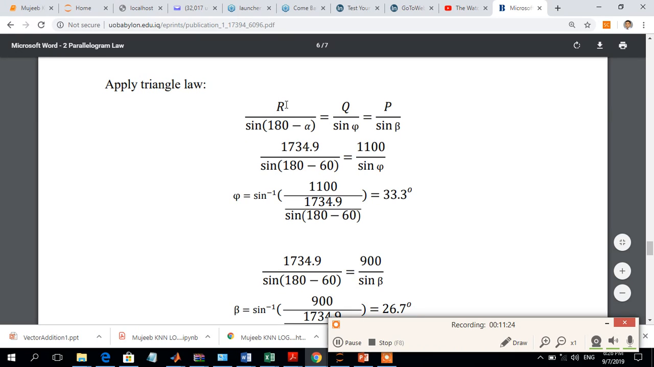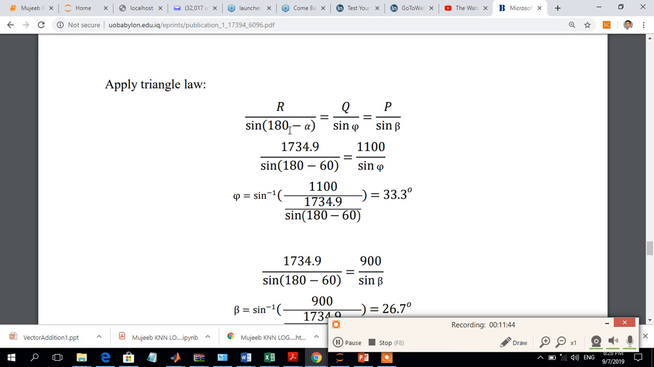So if you substitute that value, then what is required in order to solve it, because in our case we know the value of R, we know the value of Q, we know the value of P, then we will be able to find out one of the unknowns. For example, it is possible to find out the corresponding angle. So we already found the value of R from the above parallelogram law. We found 1734.9. Sine 180 minus alpha, where alpha is 60 degrees, which is the given angle. Then Q is already known, then divided by sine phi.